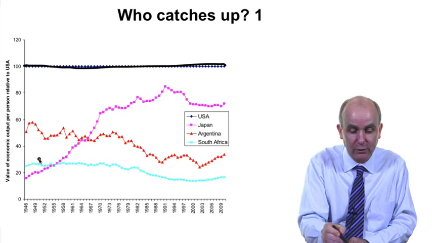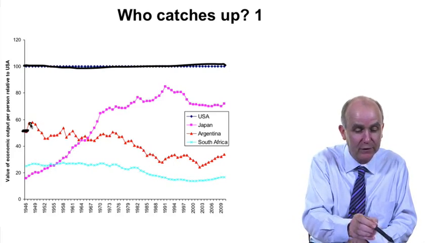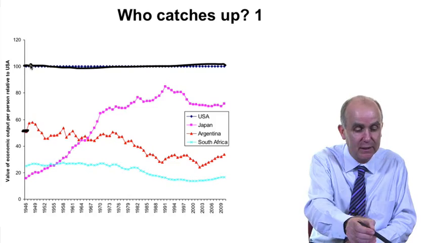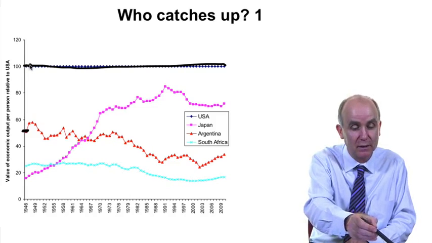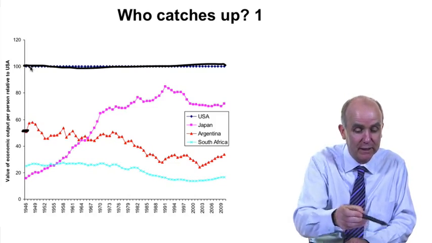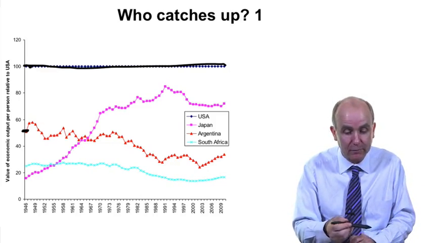Then the numbers for the other countries in that graph are relative to the US number of 100. So if we look here, the red line is Argentina. We look back here, it's around 50. So that tells us that back in 1946, Argentina's value of economic output per person was about 50% of that in the US because the US is 100.